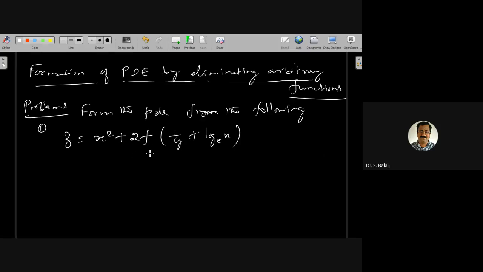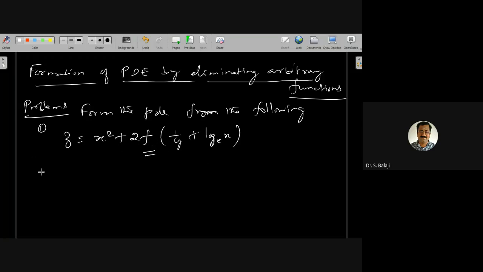You see that here this is the arbitrary function. The relationship may be a function of 1 by y plus log x. That function repeats in the form of a square or a cube or combination. That function appears here. Therefore, that total relation can be written as a function of 1 by y plus log x. That whole relation can be written like this here. Remaining things are x square plus 2f. Now we have to eliminate this arbitrary function and get the partial differential equation.